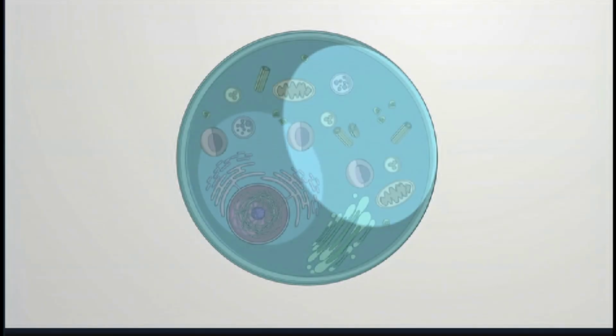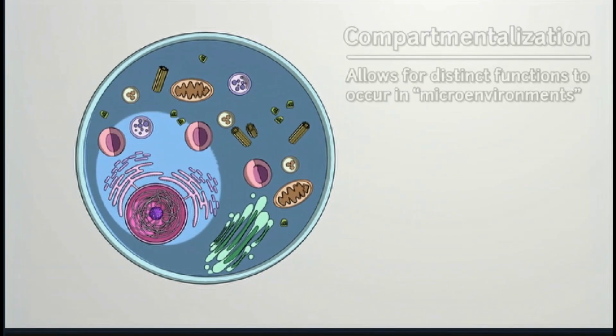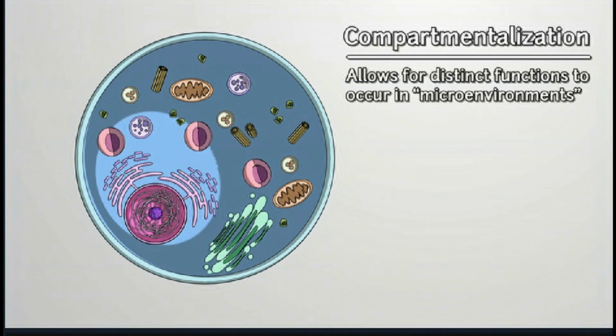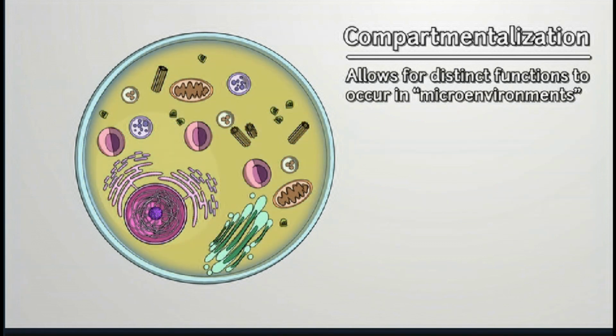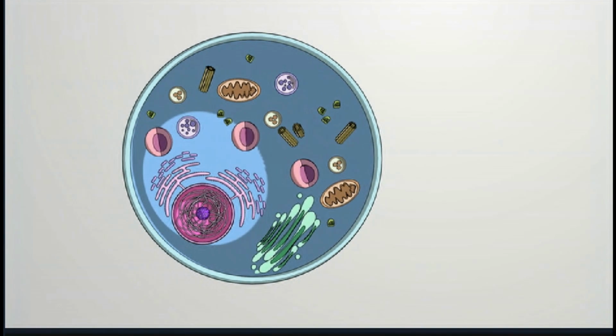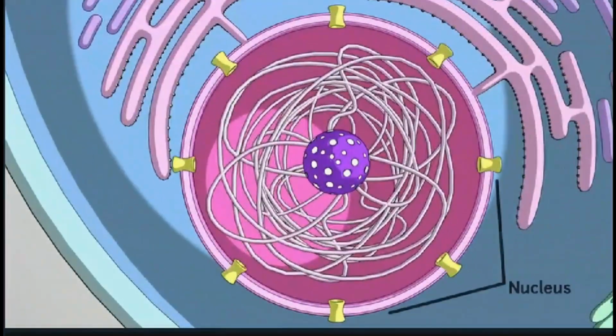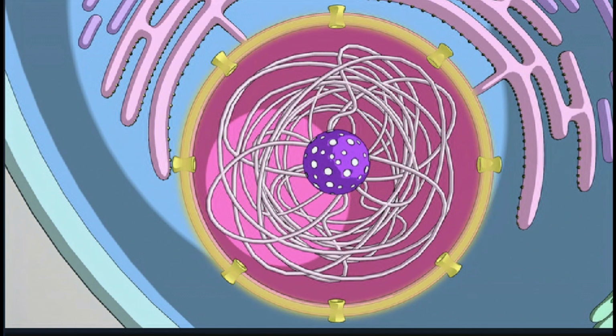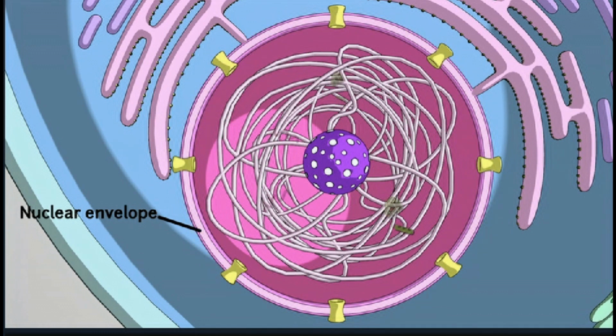Eukaryotic cells actually contain numerous internal compartments, or membrane-bound organelles. These organelles that are membrane-bound allow for very specific functions to occur within microenvironments, protected from both the cytoplasmic interior and the extracellular, meaning the space outside of the cell, surroundings. For instance, the nucleus requires controlled conditions for precise regulation of the genes or DNA that is inside of the nucleus. Therefore, it's surrounded by a double membrane, the nuclear envelope. And the nuclear envelope has pores or tiny holes in it to control what molecules can enter and leave the nucleus, such as mRNAs.